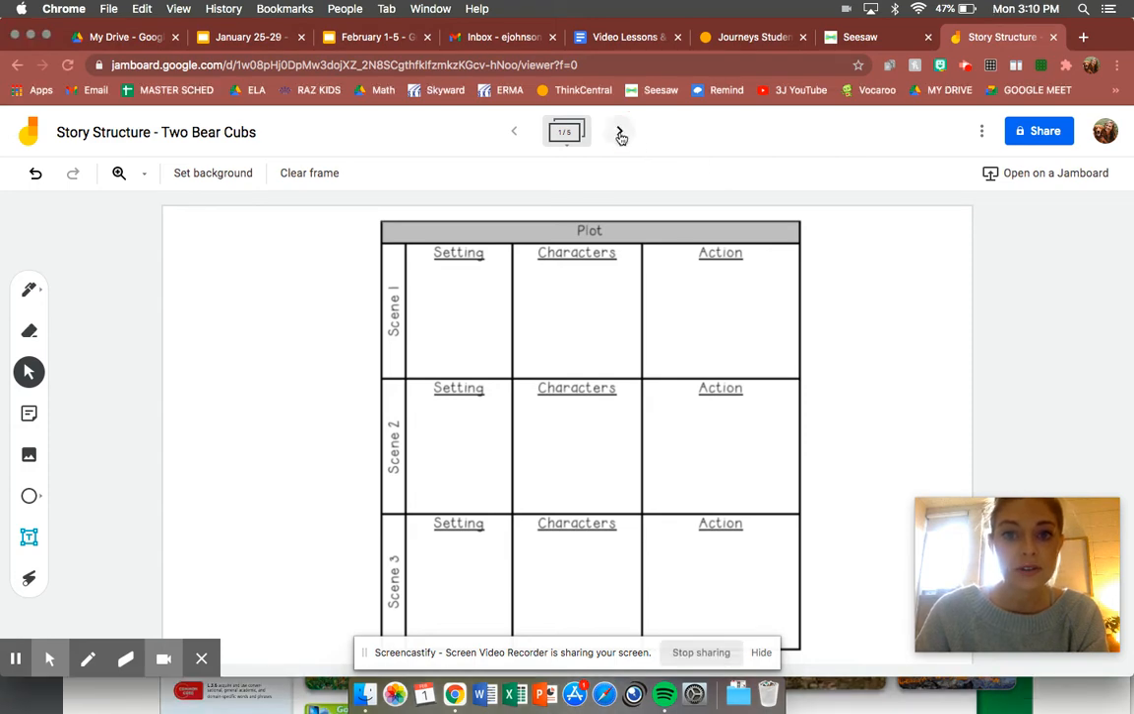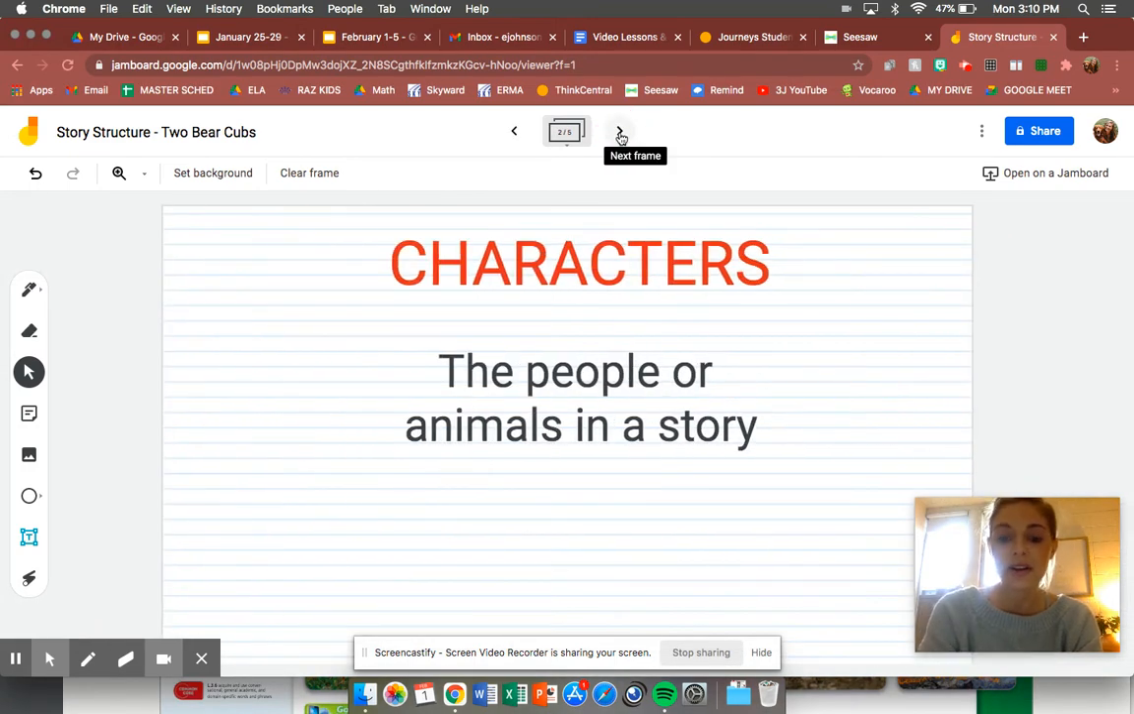So first, characters. So characters are the people or animals in a story. So this week we're reading Two Bear Cubs, and it's actually a play. All of the characters in this play are listed on page 133, but we are going to be looking in the story to help us understand who the characters are and what different parts of the story they're in.